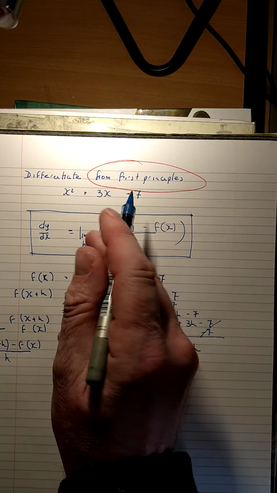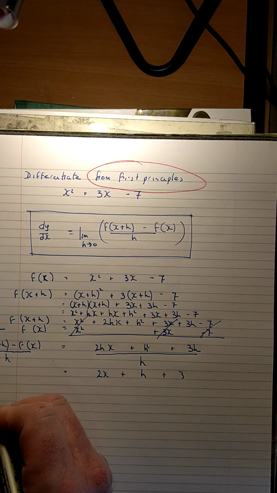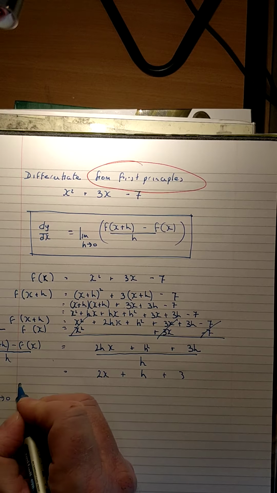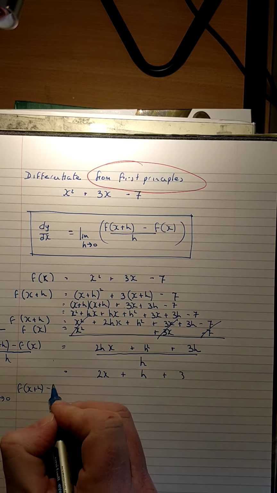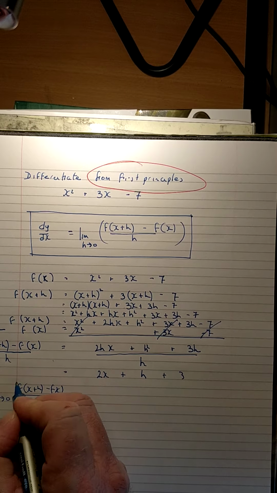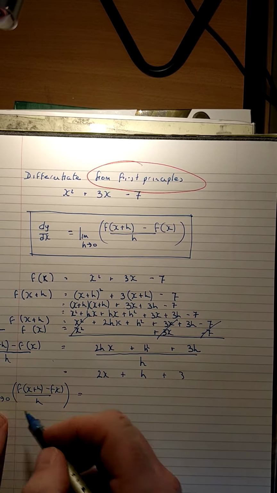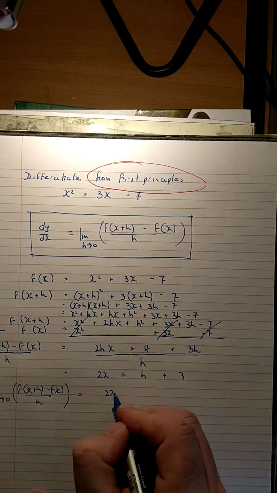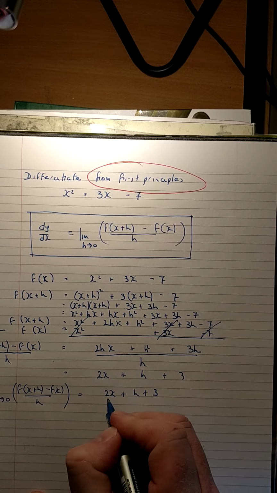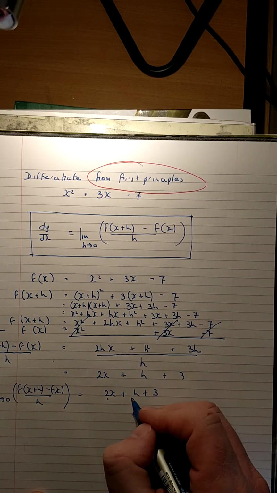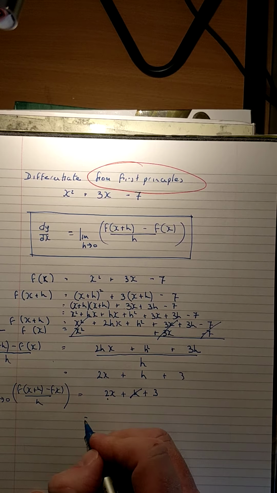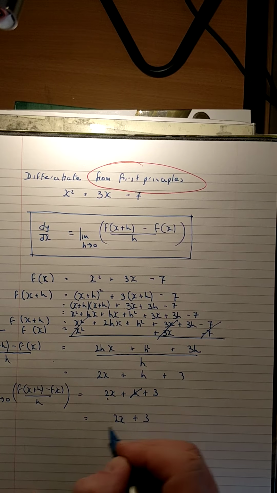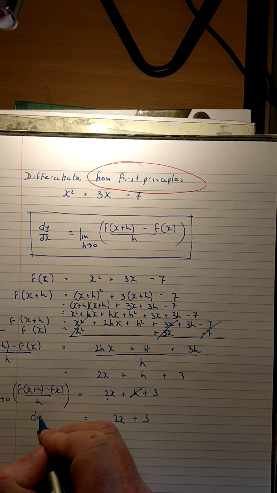The last step then, look back up to here: the limit as h approaches 0 of the whole lot. Remember, h approaching 0, we can't divide by 0. We want h as small as possible, but it can't be 0. So we say the limit as h gets really, really close to 0, but doesn't quite make it. In this case, it's 2x plus h plus 3. If h approaches 0, that becomes 0. So we're left with 2x plus 3. And that is dy/dx.